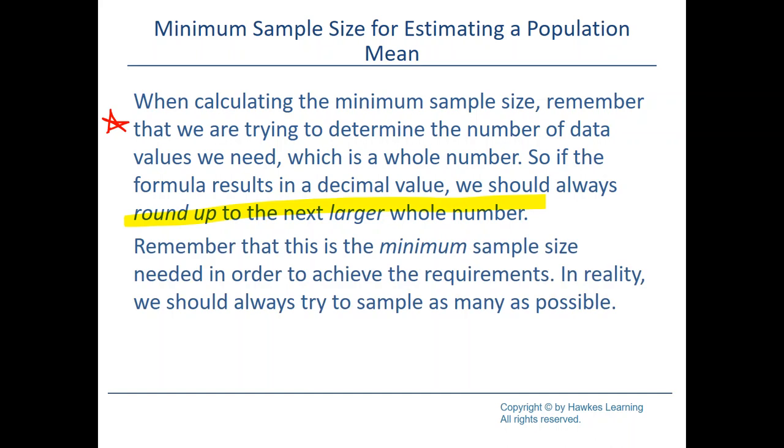Remember that the minimum size a sample has to be: if I ended up with, say, n equal to 153.2, I automatically have to say 154. You always have to meet that minimum value, which means I needed that extra 0.2 of a person, so I have to go ahead and round up. So always make sure you use that round up option.